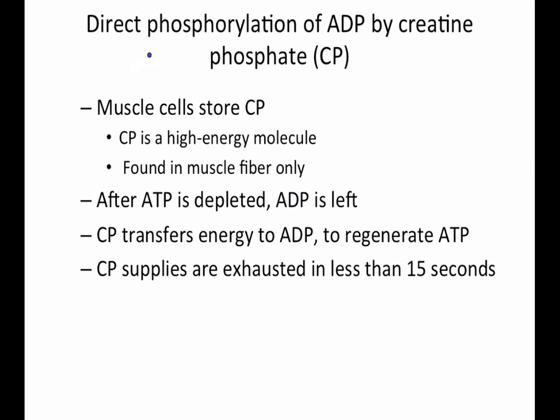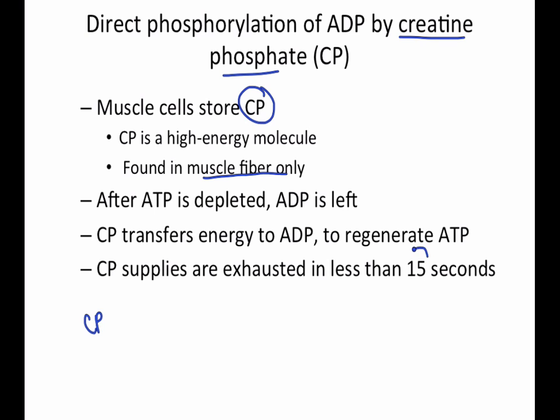So our example of direct phosphorylation is we can use a supplement called creatine phosphate, or CP. Basically, muscle cells can store creatine phosphate, and creatine phosphate is a high energy molecule that some sprinters take before an event or something like that. And creatine phosphate is found in muscle fiber only. So what runners can do is right before their event, they can go ahead and take a creatine phosphate supplement.